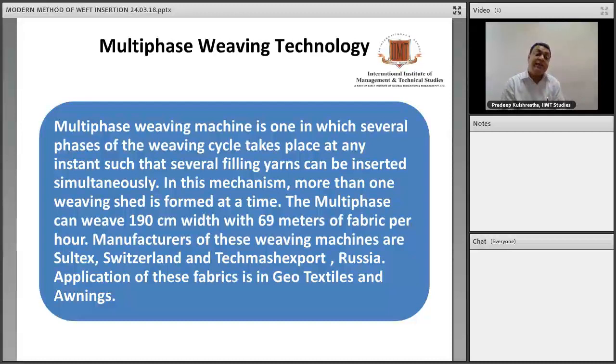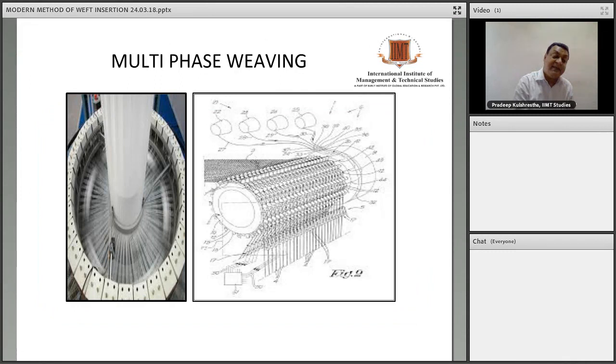Now, as I told you, multiphase weaving. Multiphase weaving machine is for industrial use, and here suppose in single phase weaving, as I told you, projectile weaving, rapier weaving, then airjet weaving, then waterjet weaving. Here single weaving cycle, single shed takes place, while in multiphase weaving, many weft cycles take place in single phase of the weaving. That's why it is called multiphase weaving.